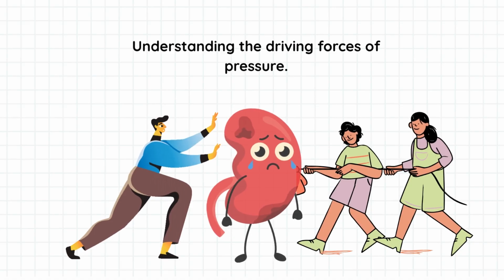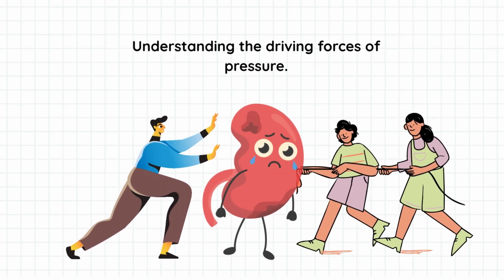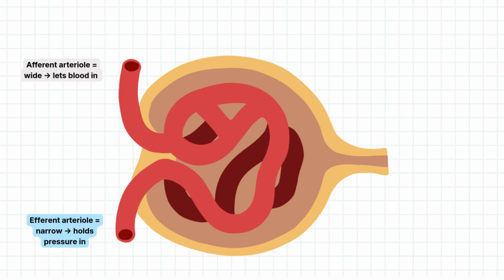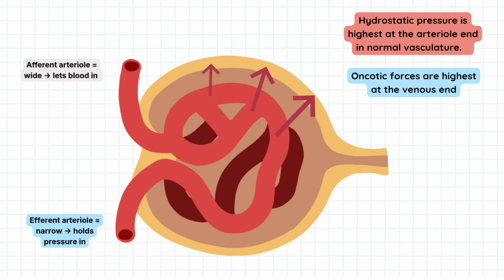Hydrostatic pressure is simply physical pressure, it's blood pressure. In the kidney, it's the pressure of the blood inside the glomerular capillaries, and its whole purpose is to push fluid out of the circulation and into Bowman's space. And the kidney is actually engineered to amplify this pressure. The afferent arteriole is relatively wide. The efferent arteriole is narrower. So blood enters the glomerulus more easily than it leaves. That creates a high hydrostatic pressure, and that pressure is the main driver of filtration.